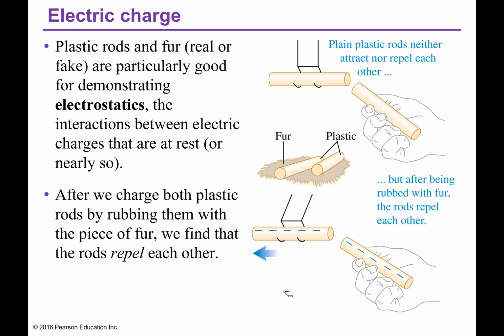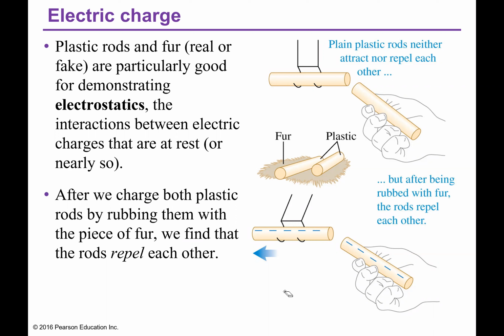All right, so you can see that here we have an experiment where we take two plastic rods. To start with, we can consider them to be what we call neutral. Neutral means that this object, in this case for example a plastic rod, is composed of some stuff.